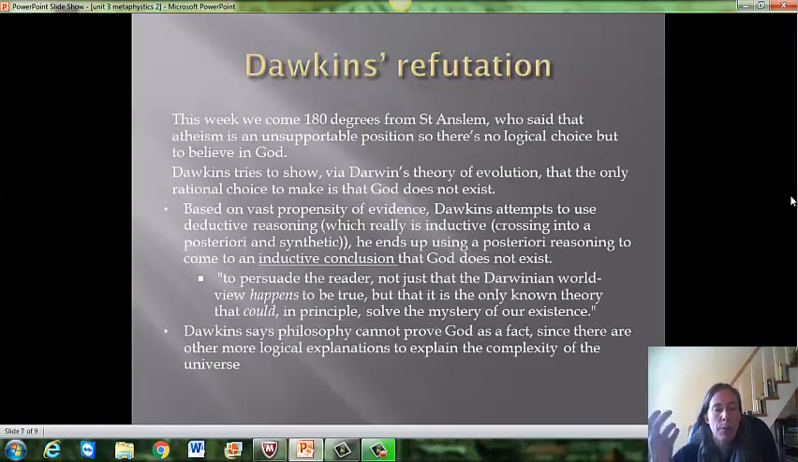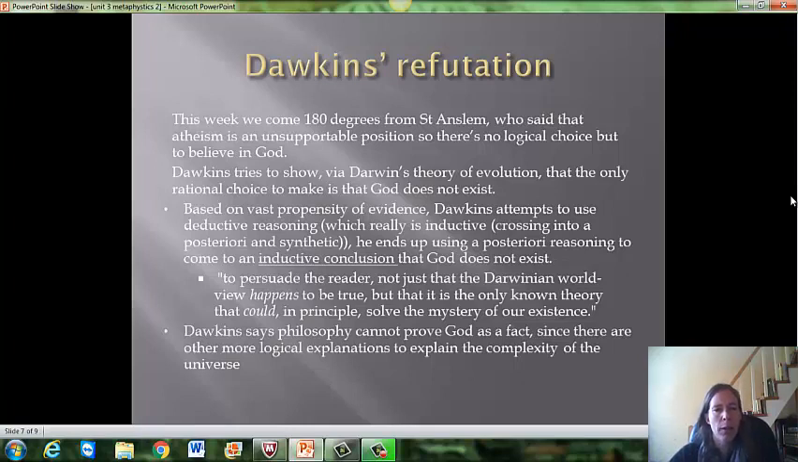Now Dawkins. Basically Dawkins is 180 degrees from St. Anselm. Anselm said that atheism is an unsupportable position and therefore there's no other logical choice but to believe in God. Dawkins flips that on its head and he says that basically believing in God is an unsupportable position, so there's no logical choice but to believe that God does not exist. And he does this through Darwin's theory of evolution. And I've given you some YouTube clips that you can watch, which will complement the reading I've asked you to do.